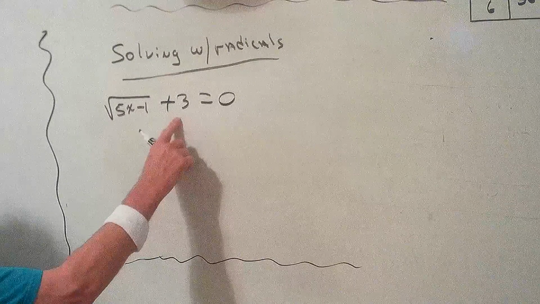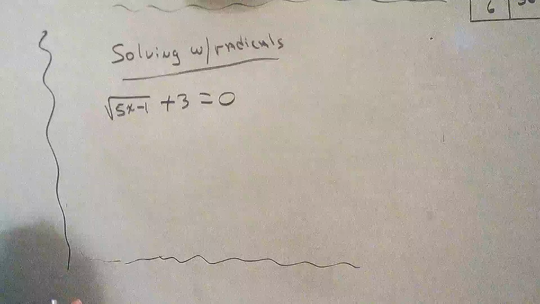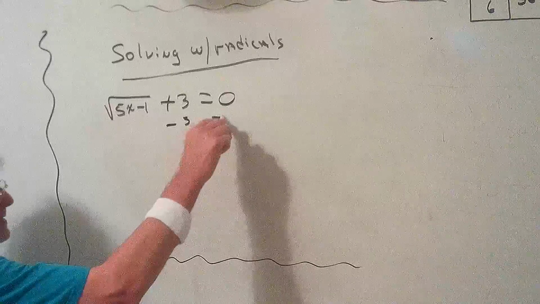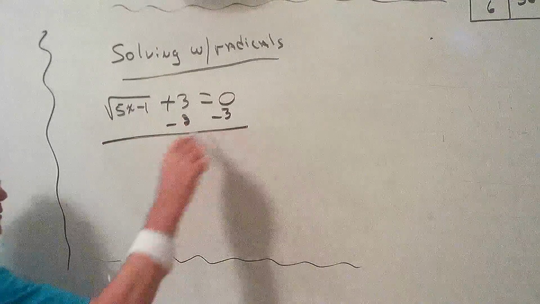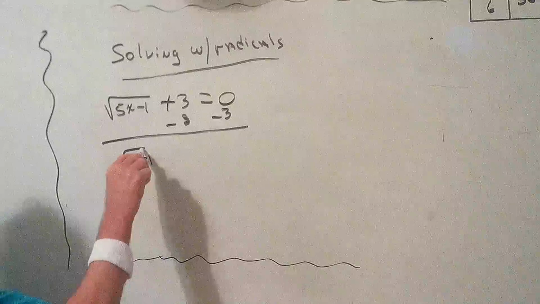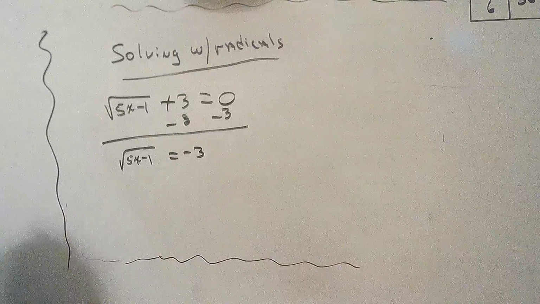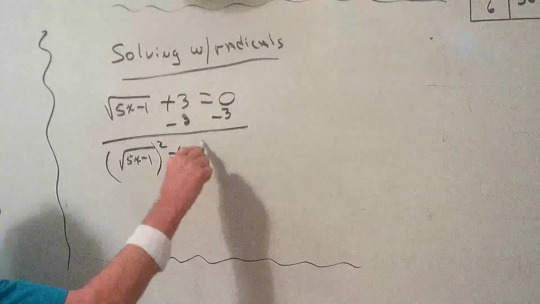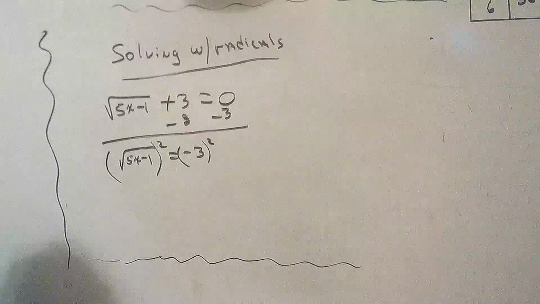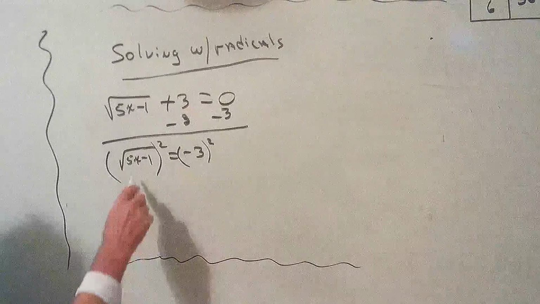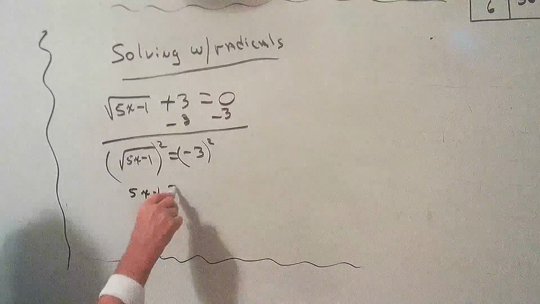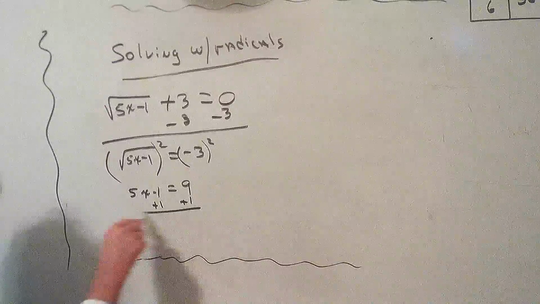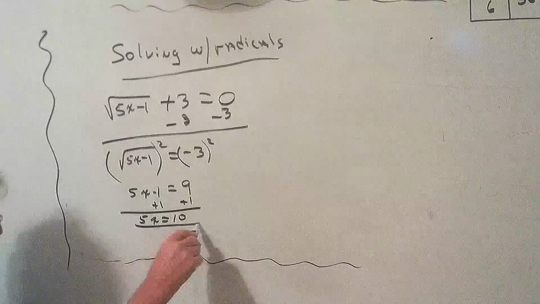Now, the 3 is on the outside of the radical, so remember, we do order of operations backwards. First we get rid of addition and subtraction, then multiplication, division, and so on. So we subtract 3 from each side, and what do we have left? The square root of 5x minus 1 equals negative 3. Again, we want to get rid of the radical. How do we do that? Square both sides. Remember, you have to square the whole number, not just the 3. When you square a square root, the radical just goes away. So we have 5x minus 1 equals 9. Right? We add 1 to each side, and we get 5x equals 10, divide by 5.